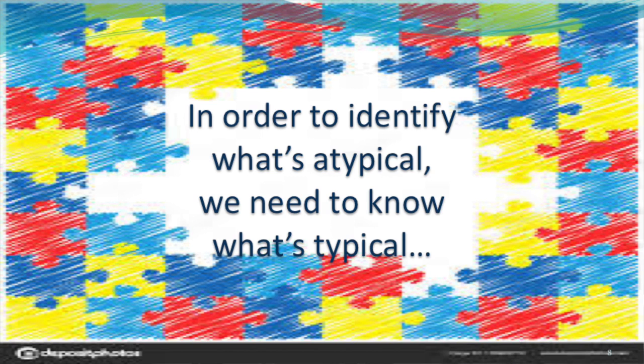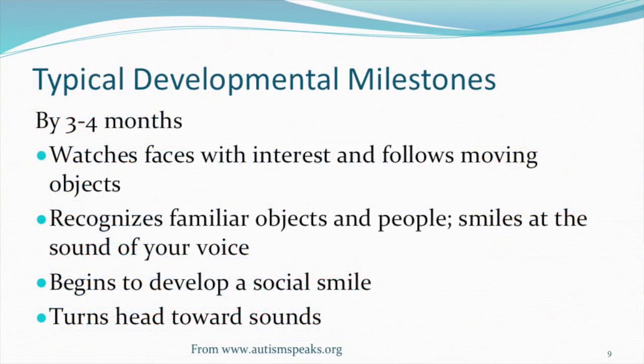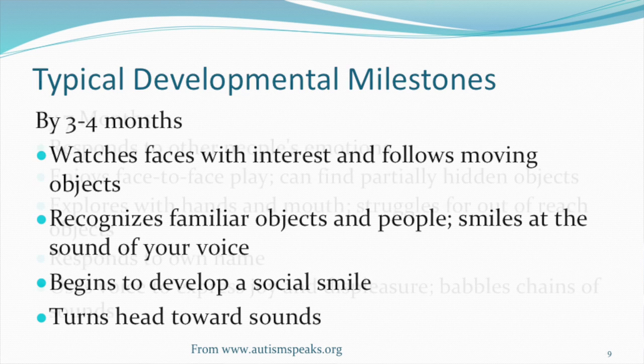So as parents, in order to identify what's atypical or unusual or abnormal, we need to know what's typical, what to expect, what should we see, what is, quote, normal. So there are typical developmental milestones that are very important to know and to understand. By the age of 3 or 4 months, an infant should watch faces with interest and be able to follow moving objects. They should recognize familiar objects and people and smile at the sound of your voice. They'll begin to develop a social smile and be able to turn their head toward sounds.